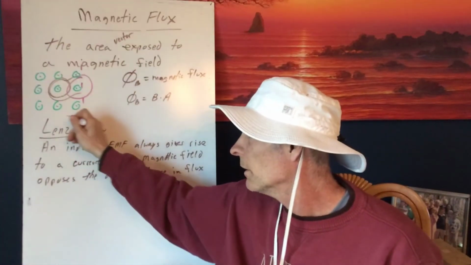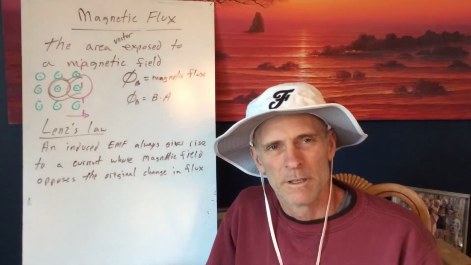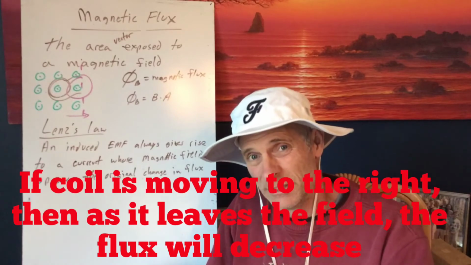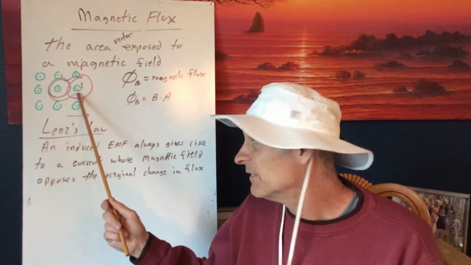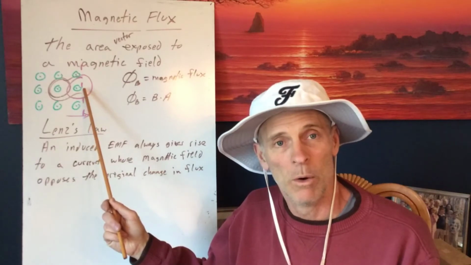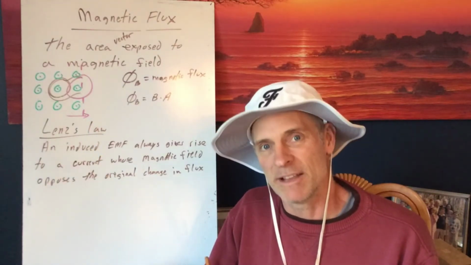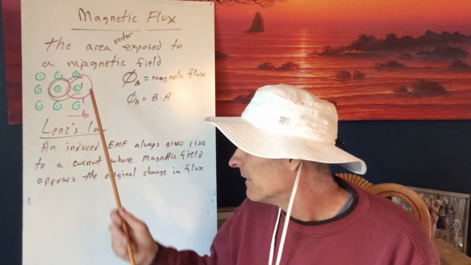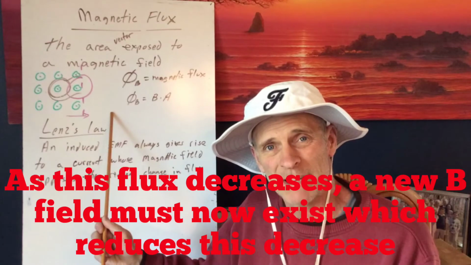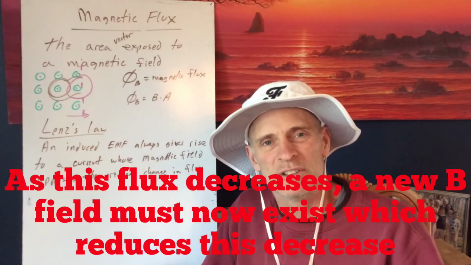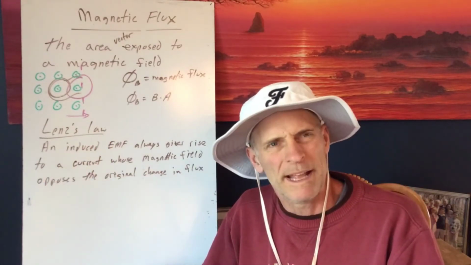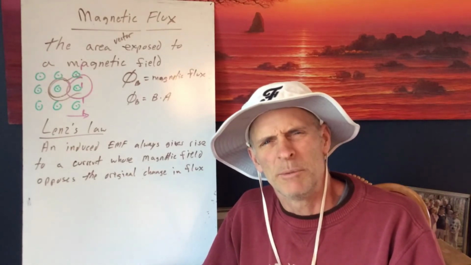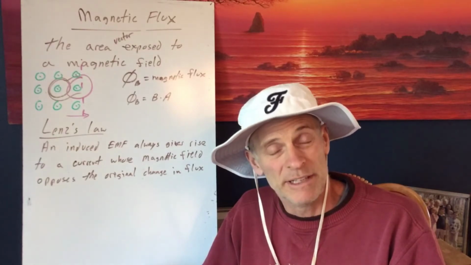So if the coil is moving to the right and the magnetic field is not changing, the flux will change when the coil starts to leave the field. Now, how do we know that? That means the area exposed to the field is getting smaller. At this point, if this coil is moving to the right, the area exposed to the field is reducing. What would happen then? Current would give rise to a magnetic field which opposed the decrease in area.